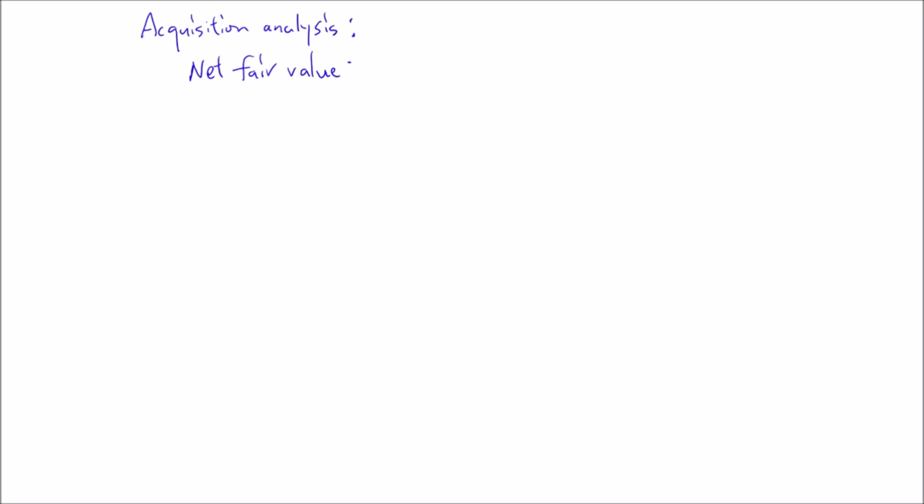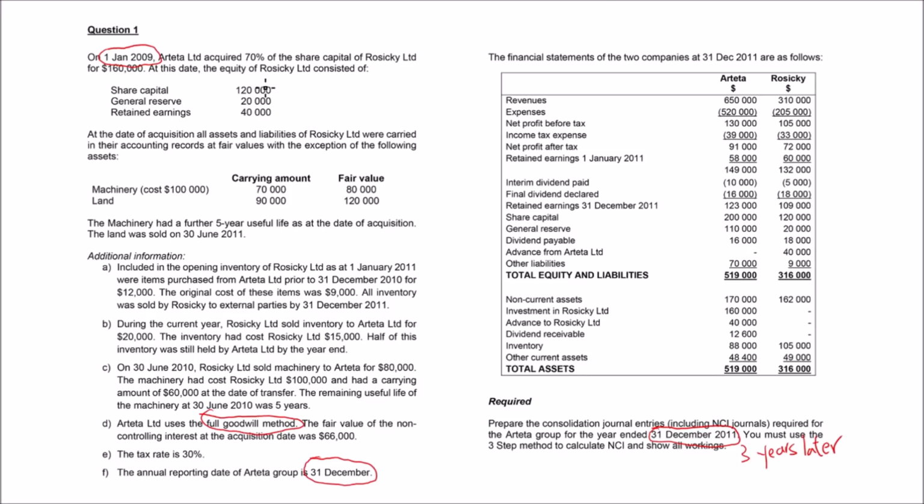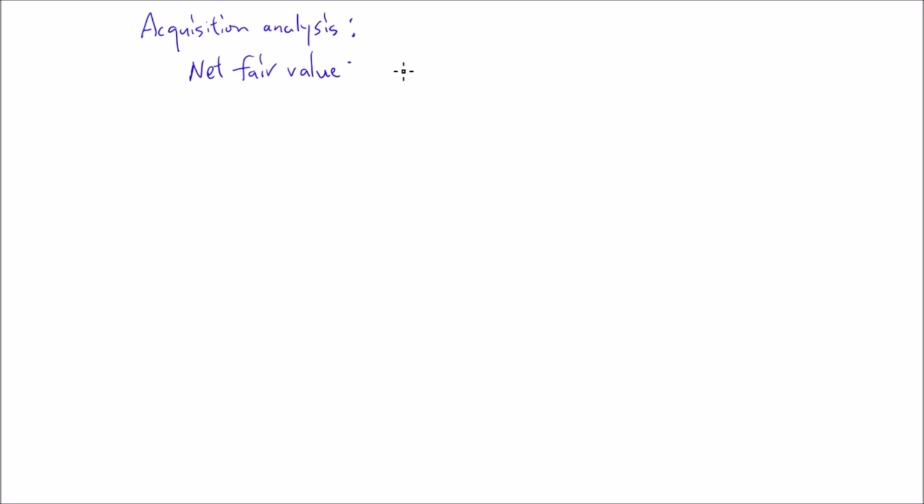So with the net fair value, we have capital, general reserve, and retained earnings. So that's the starting point of the question. So for this one, we got 120,000 capital, 20,000 general reserve, 40,000 retained earnings. So that's all the fair value of the equity.